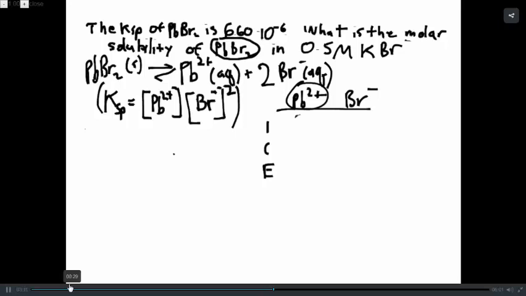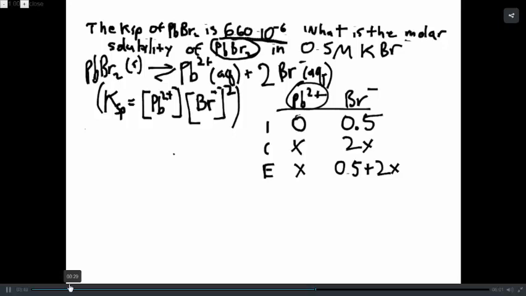So we're going to expect our solubility to decrease because this solution is already packed with bromide ion. And we have to shove more in there when we dissolve PbBr2. So the big difference here is that we start initially with 0.5 for bromide, and the rest of the ice table looks pretty similar. And I'm thinking ahead here. The solubility is going to be even less now, and it was already small before. So 2x is probably going to be very small compared to 0.5.